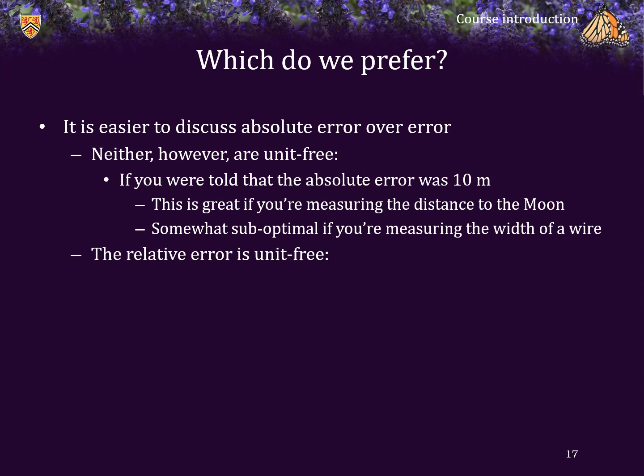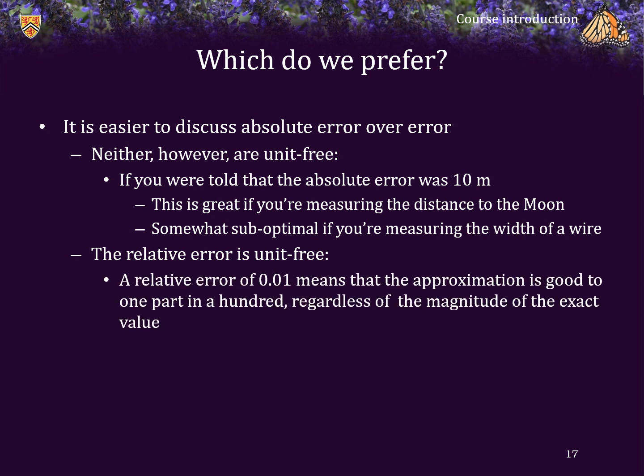The relative error is unit-free. So consequently, a relative error of 0.01 means that the approximation is good to 1 part in 100 of the actual solution, regardless of the magnitude of the actual solution. A relative error of 0.01 is a 1% relative error.